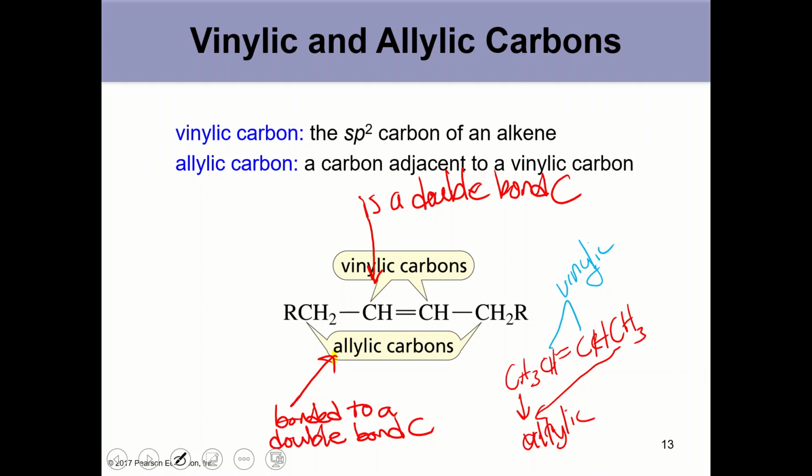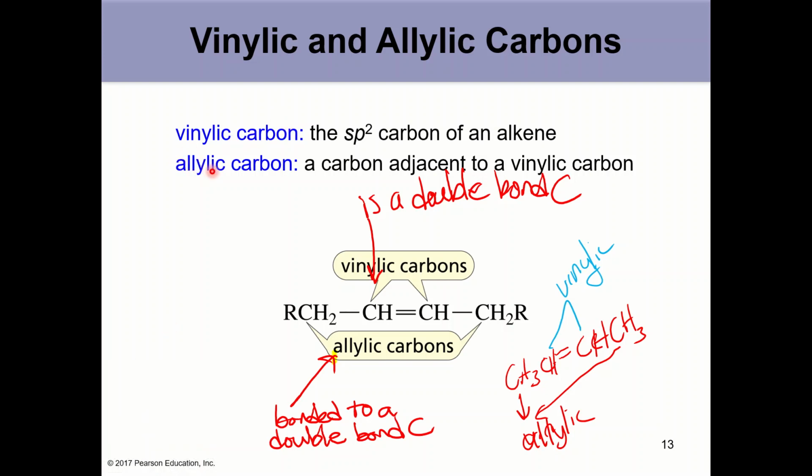Vinylic carbon is the sp2 carbon of an alkene. It is the carbon that is part of the pi bond. That is a very important definition to remember. It's a definition that I stressed in chapter 4, but that you cannot forget throughout the Organic 1 and Organic 2 semesters.